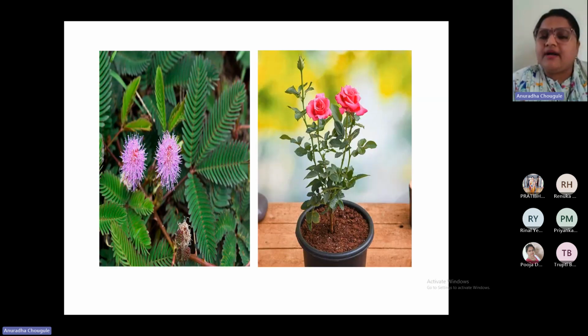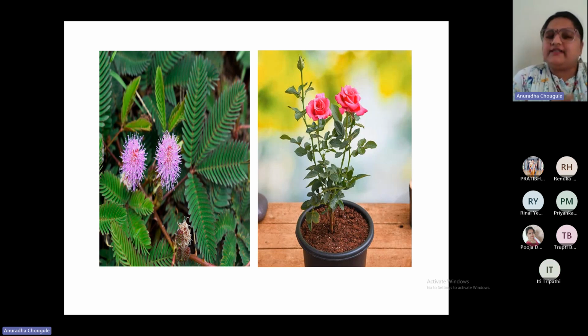Now in case of plants also you can observe heredity. In this picture, can you tell me the names of the plants? Yes, rose and touch me not. Yes, very good, Pooja and Renuka. The first one is touch me not, and the second one is the rose.